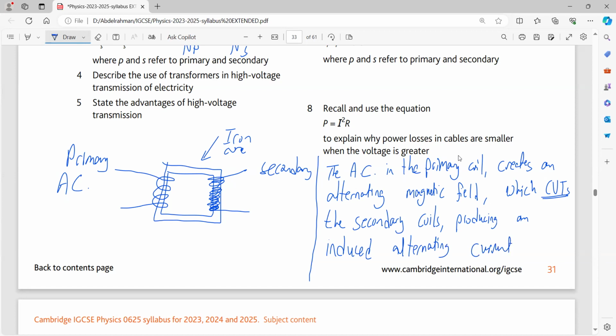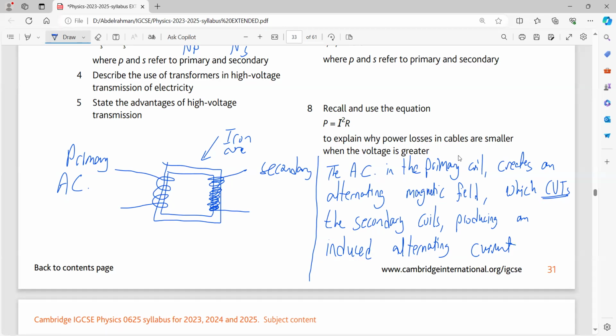That's it. This is the method of operation, this is how the transformer works. Alternating current in the primary coil creates an alternating magnetic field. This alternating magnetic field cuts the secondary coil. When it cuts the secondary coil, it produces an induced alternating current. This output voltage has to also be alternating.